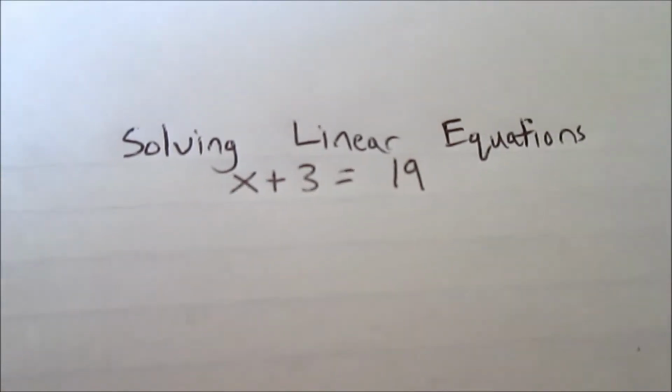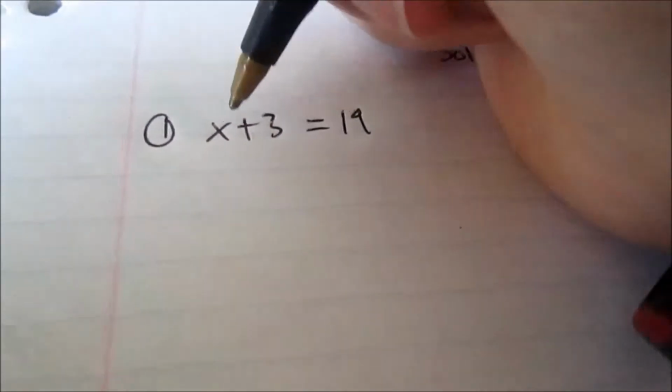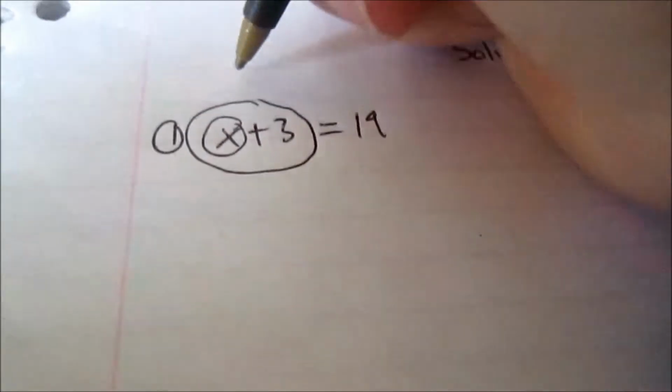Here are two methods for solving linear equations. Remember, the goal is to isolate the variable and find out what its value is. Example 1, x plus 3 equals 19.